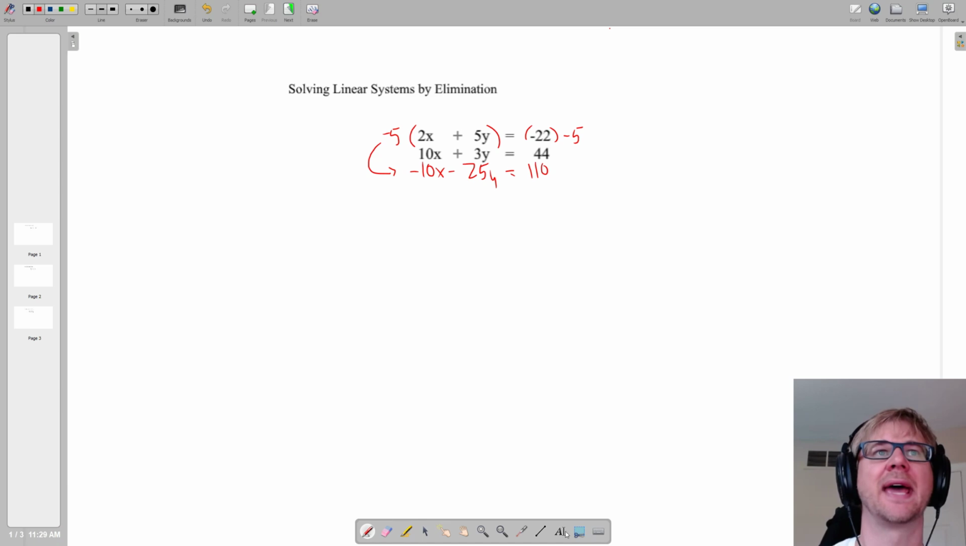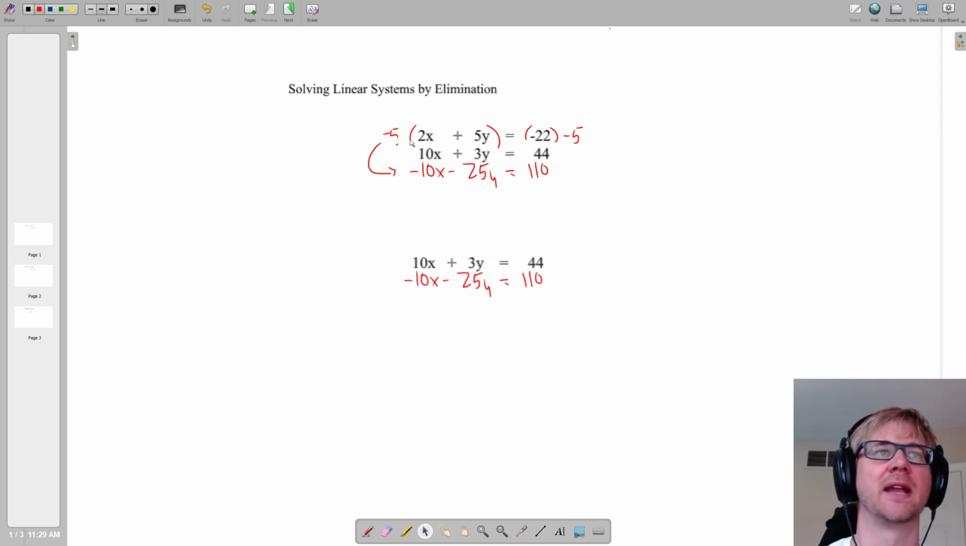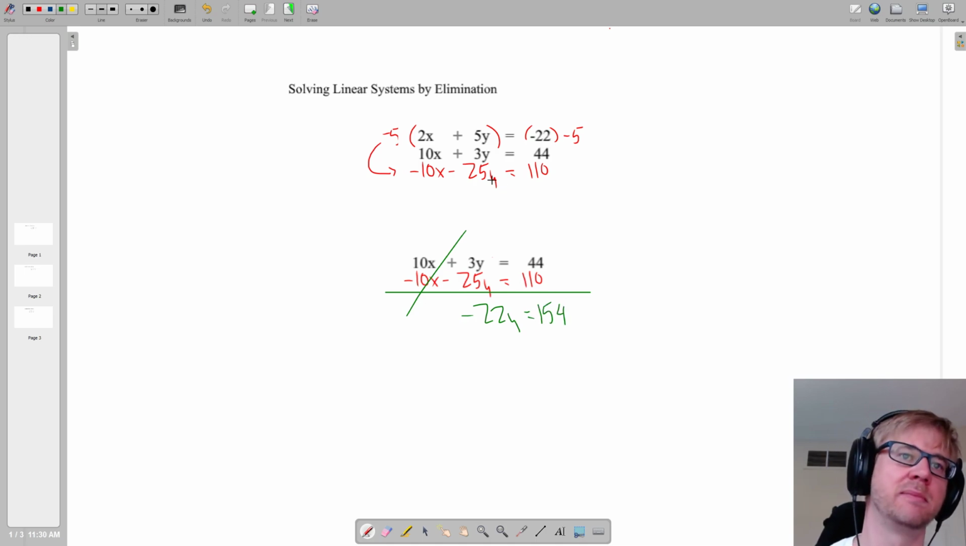What I'm going to do is add these two equations together: the new equation that I just created and the equation that they gave me. So instead of using this 2x plus 5y, I've manipulated the equation a little bit so that now when I add these two equations together, the 10x and the negative 10x go away. And negative 25 and positive 3 makes negative 22y equals 110 plus 44, which is 154. You do need to make sure you add both sides.